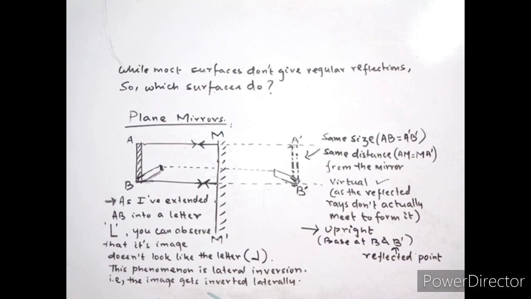And as I have extended AB into a letter L, as you can see, its image doesn't look like the letter L, it just looks like what I have drawn over there. And this phenomenon is known as lateral inversion. That is, the image gets inverted but laterally. So that is another property of the image formed in case of a plane mirror, that the image is laterally inverted.